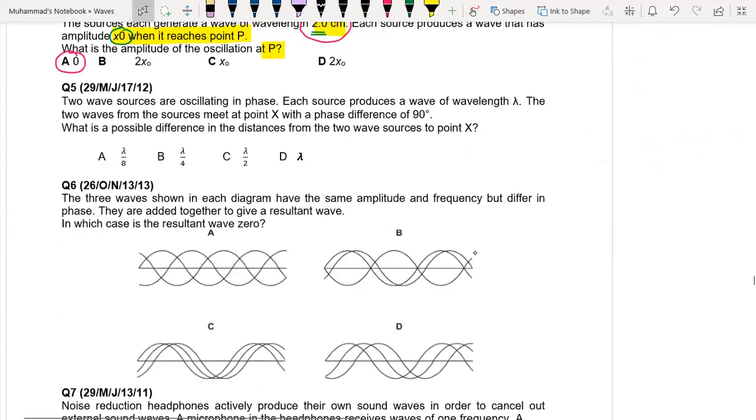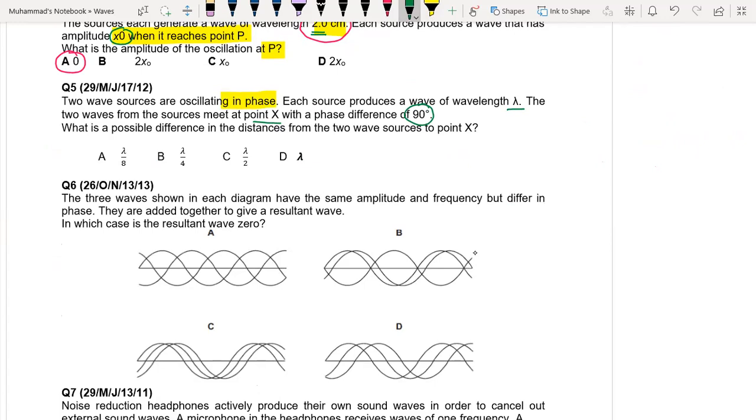Question 5. Two wave sources are oscillating in phase. Again, this is very important. They are oscillating in phase. It's a key word. Each source produces a wave of wavelength lambda. The two waves from the sources meet at point X with a phase difference of 90°. Okay, so two sources produce waves in phase.